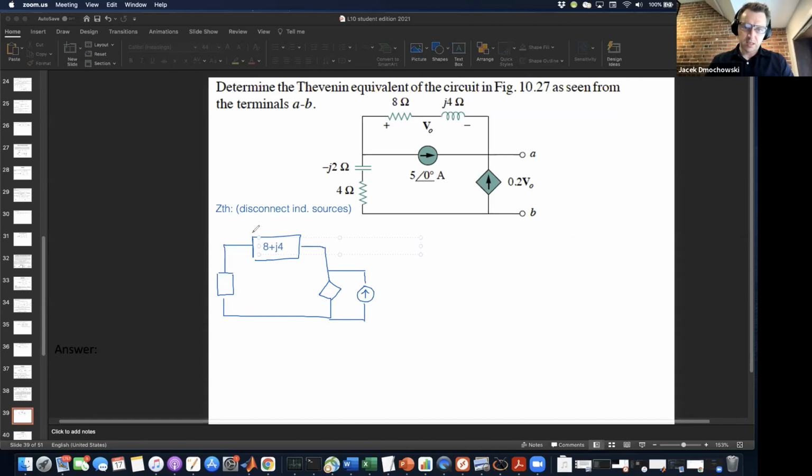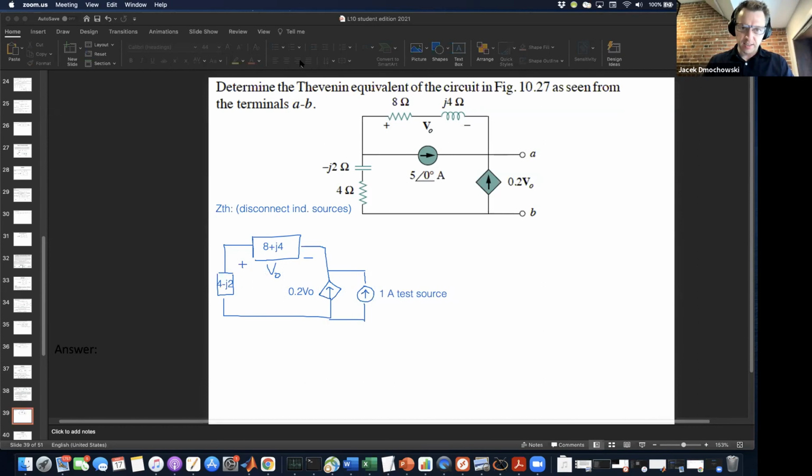And this will be V naught is defined here. This is still just equal to 0.2 V naught. And the arrow is drawn here. And then this here is the combination of the capacitor and the resistor. So it becomes 4 minus J2. Okay, like that. That is the circuit that we need to solve to get the 1 amp test source.